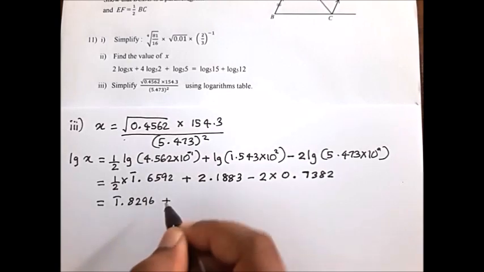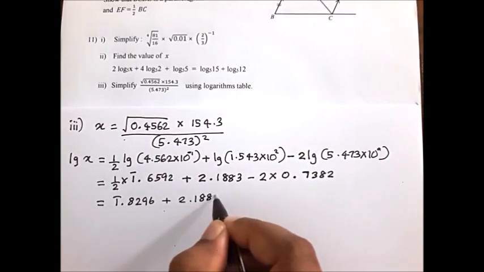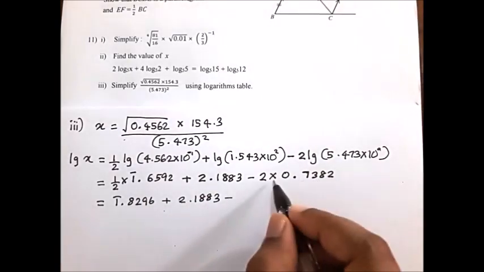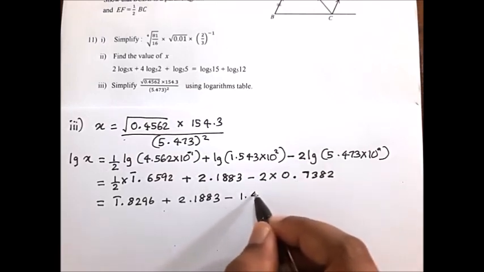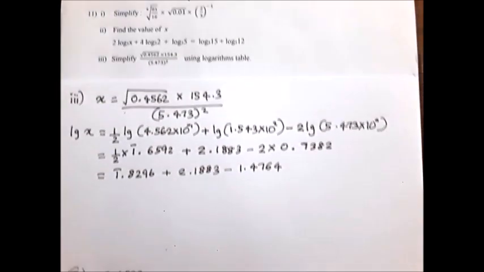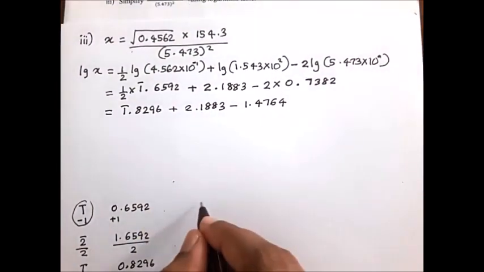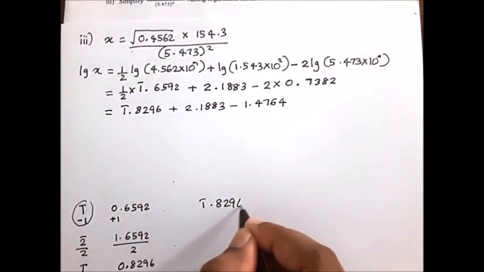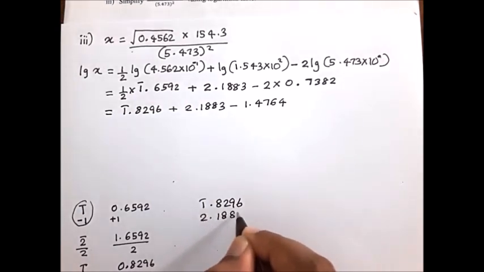Bar 1.8296. 2.1883. Then multiply this one by 2. The value is 1.4764. Then first add these two values. Bar 1.8296, 2.1883.